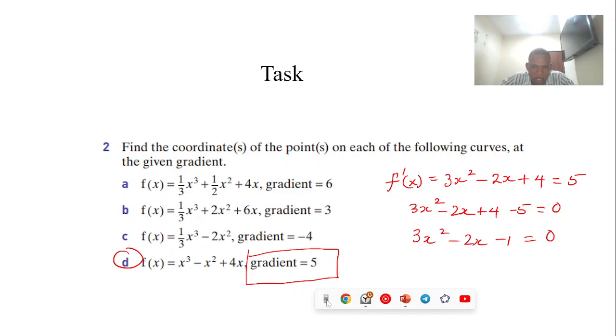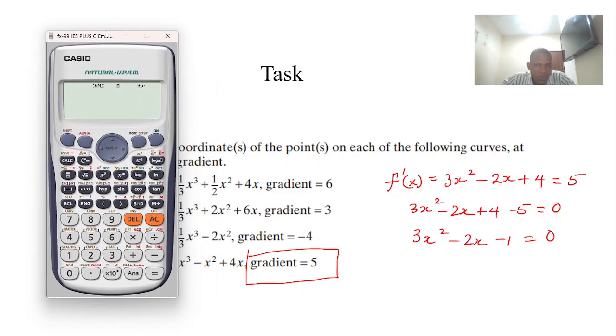So I'm going to solve this task using my calculator. So if you have this calculator, please, you can use it to solve this question. So I'll press mode, I'll press 5 for equation, then I'll press 3 for quadratic equation, right? Now the value of my a means the coefficient of x squared. My a is 3, you press 3, press equal to the value of b, which is negative 2. So b means the coefficient of x, negative 2. You press equal to the value of c is negative 1. So press negative 1. Now you press equal to again.